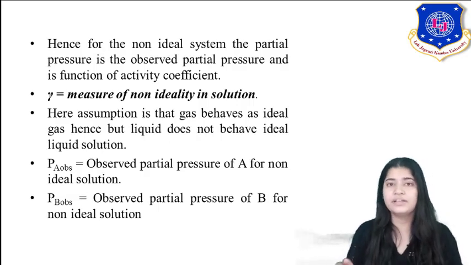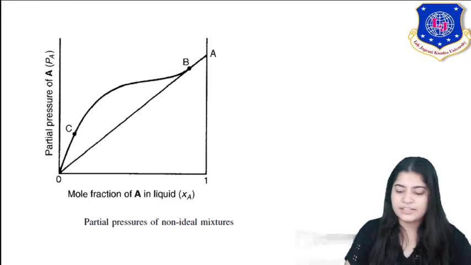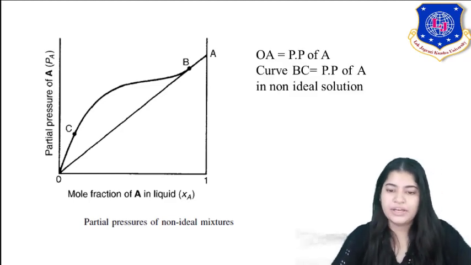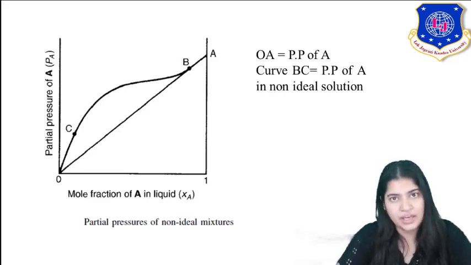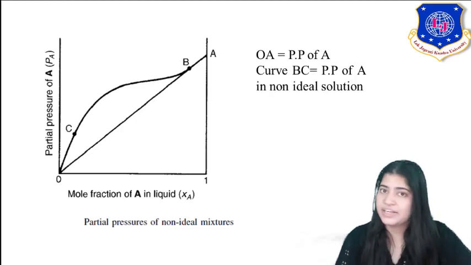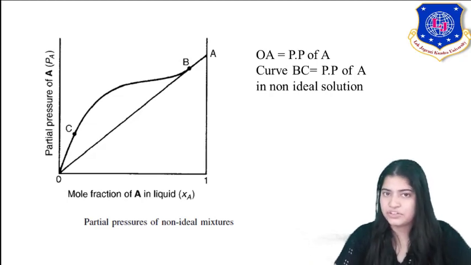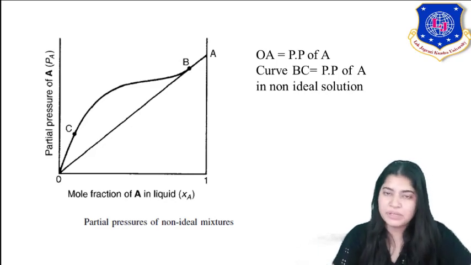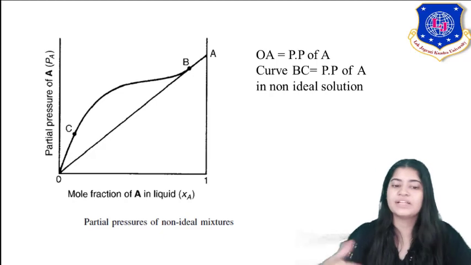Now we are getting into non-ideal mixtures. You can see OA. What is the OA line? The OA line is the partial pressure of A in ideal solution. It is the straight line, which shows the variation of partial pressure as the mole fraction changes. But curve B is the partial pressure of A for non-ideal solution. You can see the deviation.